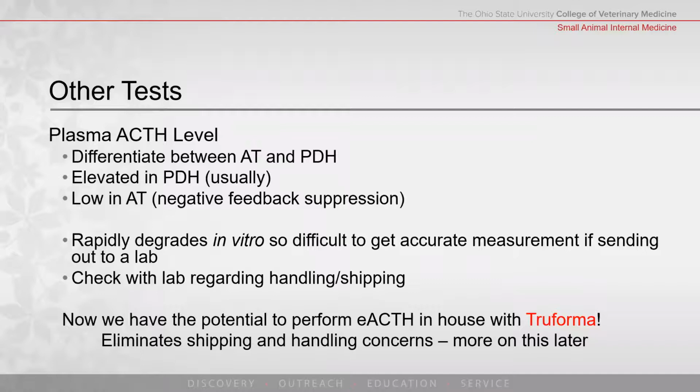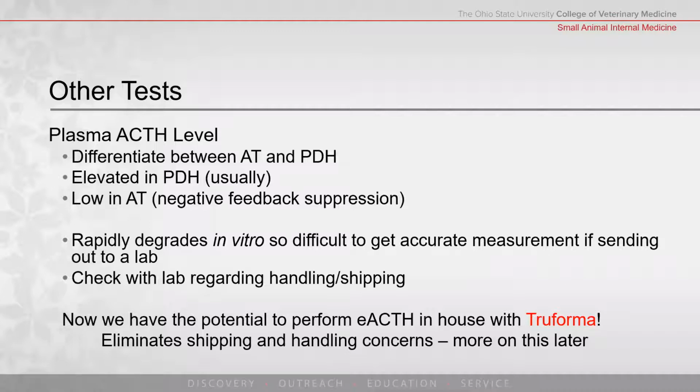There we go. Okay, so I mentioned before, you could just do an ACTH level. Why don't we do that? It just tells us whether it's coming from the adrenal glands or the pituitary. Well, the problem is ACTH is extremely labile and degrades really fast. So that's one of the reasons why we never really used it. You can't ship it. Only a couple labs in the country will run dog ACTH levels.